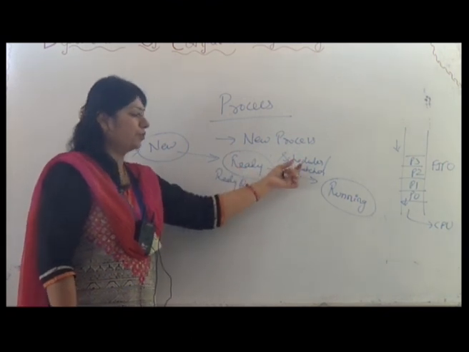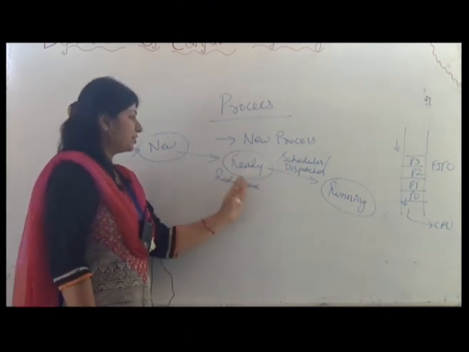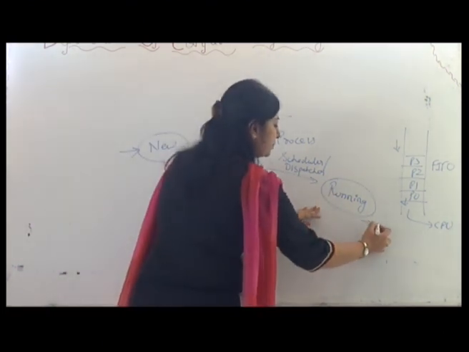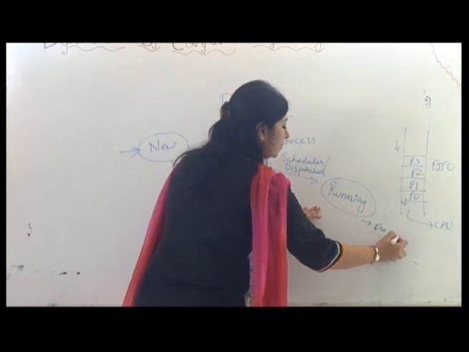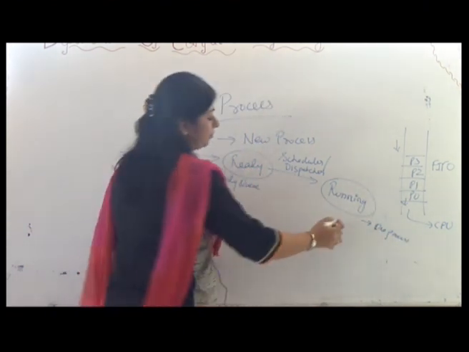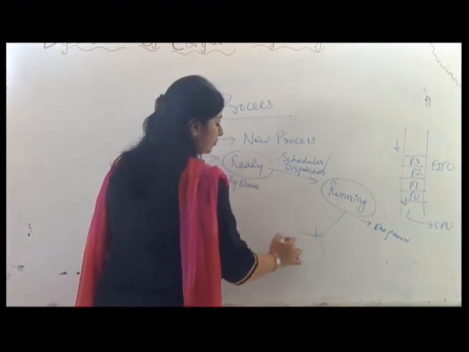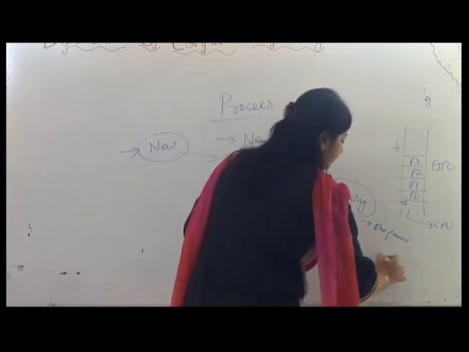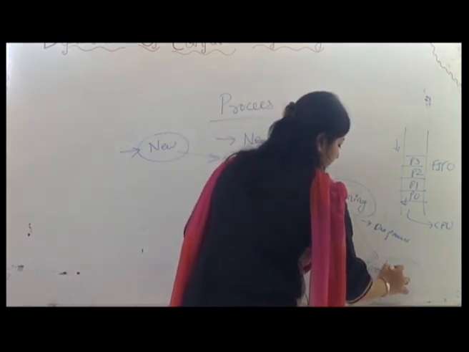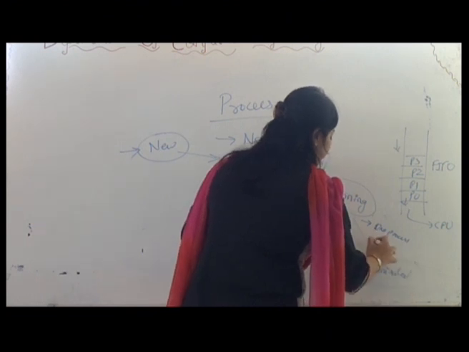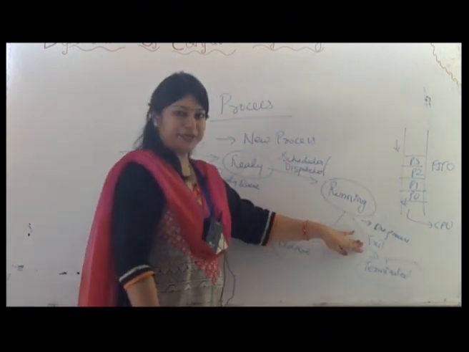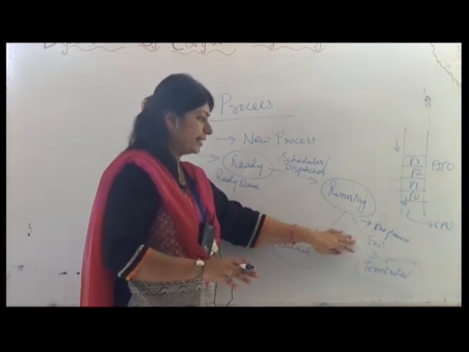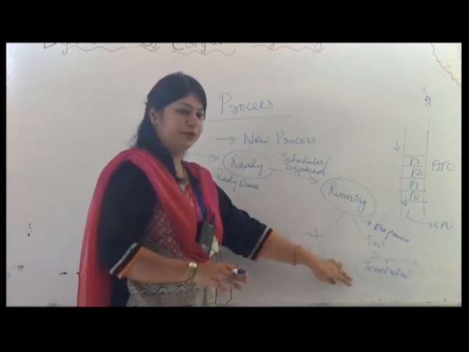Then from the queue, the scheduler or dispatcher decides which process has to be shifted from ready to the running state. In the running state, it is compulsory that only one process is there. From the running state, the process is moved to the blocked state or the terminated state. Terminated state means my process has completed its work or has been aborted. In that case, my process moves from running to terminated.